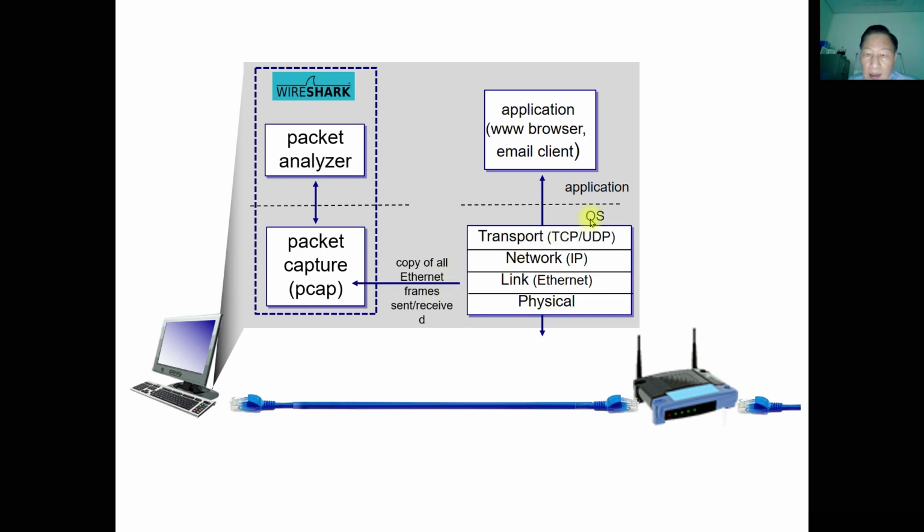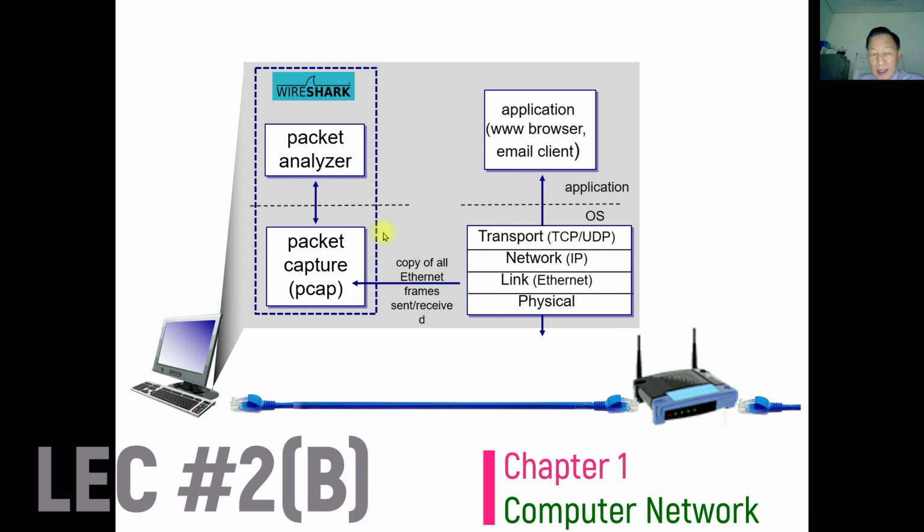And this is the operating system. In that operating system, the transport layer and the link layer are related to this one, and the application layer is using this one. This one provides a copy of all Ethernet traffic, packets and frames sent and received, and that will be captured. And we analyze it using the packet analyzer. This is the main functionality of Wireshark, and you can understand better through your Wireshark lab assignment.